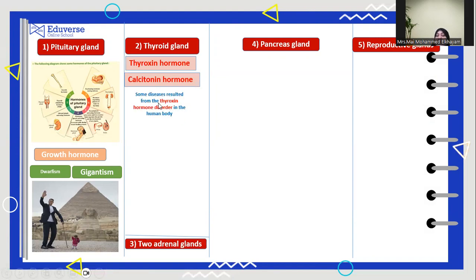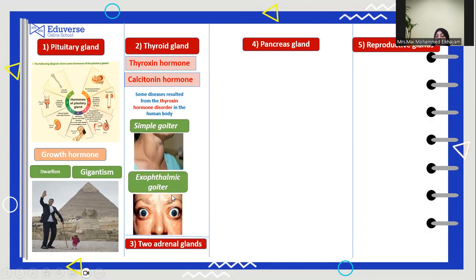Some diseases result from the thyroxine hormone disorder. So I'm going to deal now with the thyroxine hormone only. If I have a decrease in the secretion of thyroxine hormone, the patient will suffer from simple goiter, and you can describe it by enlargement of the gland in the neck. While exophthalmic goiter is due to the increase in the secretion of thyroxine hormone.